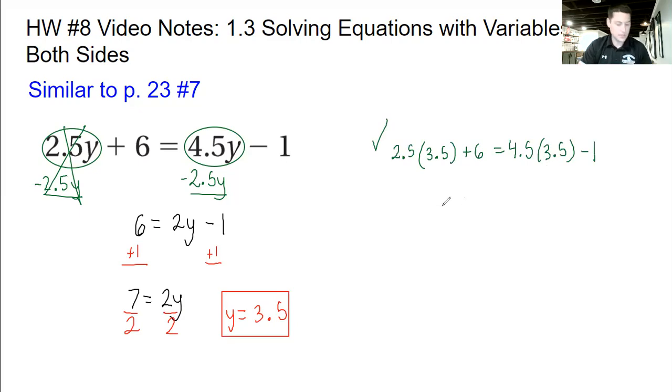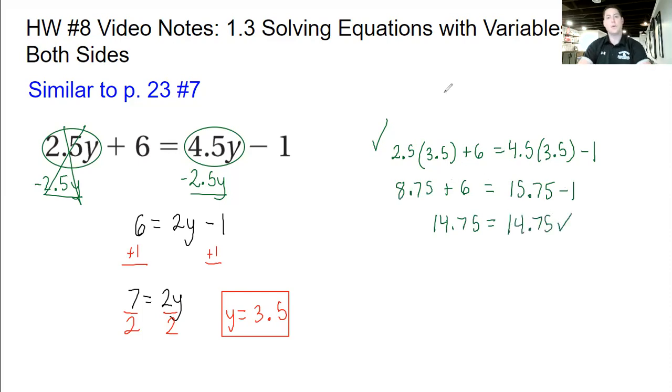Grab your calculators. 2.5 times 3.5, that's 8.75, plus 6 equals 4.5 times 3.5 is 15.75. All right, let's combine our like terms to 14.75 on the left and subtract 1. That's also 14.75. Check, your answer worked. Great. Let's move on to our next example.